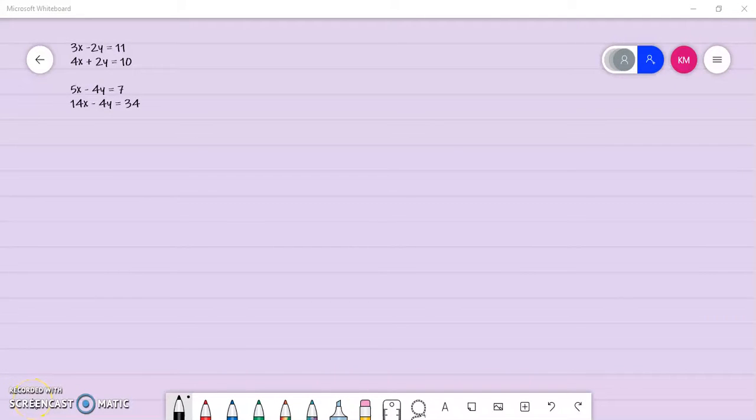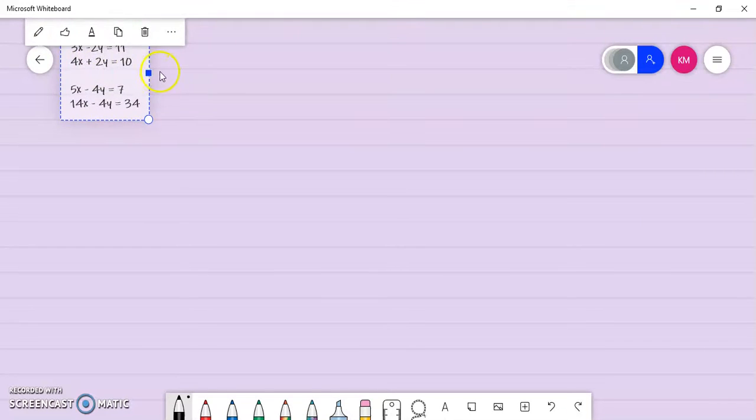In this session, we'll be looking at solving these two pairs of simultaneous equations. In one of my previous videos, you would have seen how to go about solving simultaneous equations when the coefficient of either one of the variables were the same in both equations.